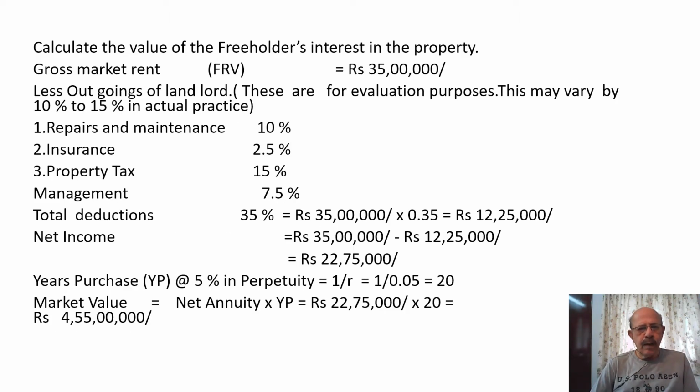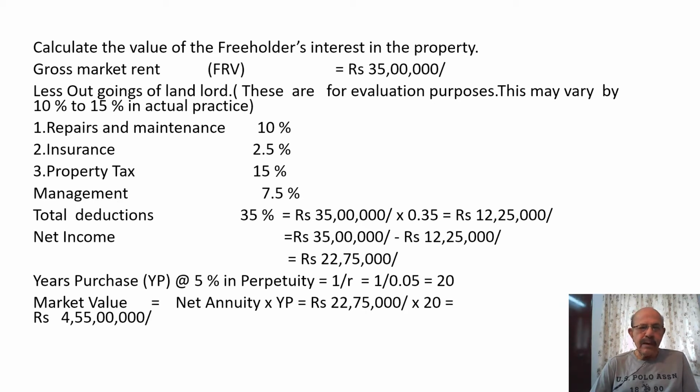Now coming to the problem, calculate the value of the freeholder's interest in the property. Gross market rent, FRV, is equal to rupees 35 lakhs. Less outgoings of landlord. These are for evaluation purposes. This may vary by 10% to 50% in actual practice. Now, in this problem, we are assuming these outgoings since they are not given in the question.